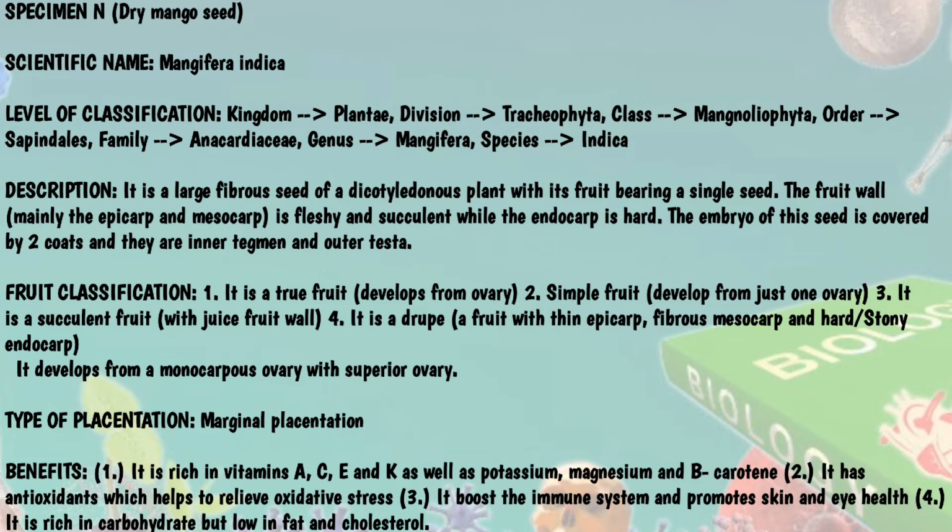So for type of placentation, they have what we call a marginal placentation. So mango is very rich in vitamin A, C, and K, and also potassium, magnesium, and other ions respectively. So they help to boost the immune system, and they're also rich in carbohydrates, and they are very low in fat and cholesterol.